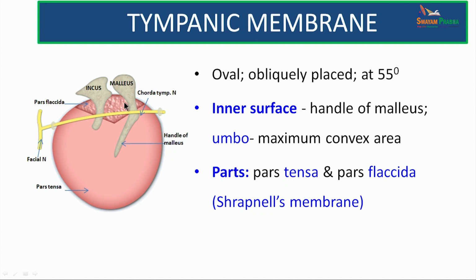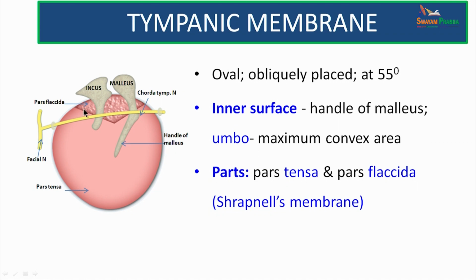On the inner surface we see the handle of the malleus somewhere at its middle. That is the region of maximum convexity, which is referred to as the umbo. The parts of the tympanic membrane are pars tensa, which is a large portion, and pars flaccida, which is also known as the Shrapnell's membrane.